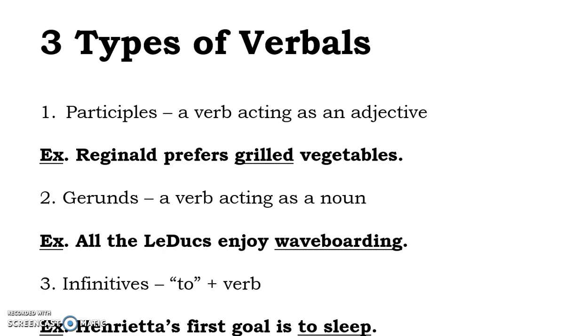Infinitive. Here's an example. Henrietta's first goal is to sleep. Here is an infinitive because it's to plus a verb. It's an action untied to any agent. And here it's the subject complement. Henrietta's first goal is what? To sleep.